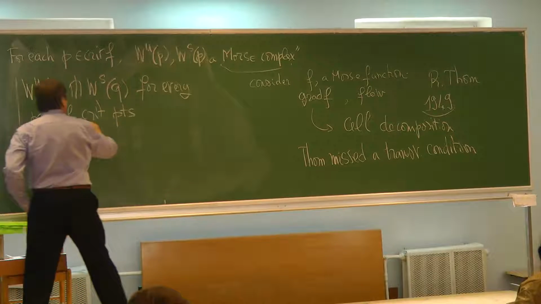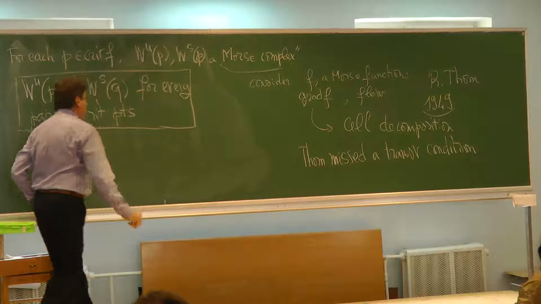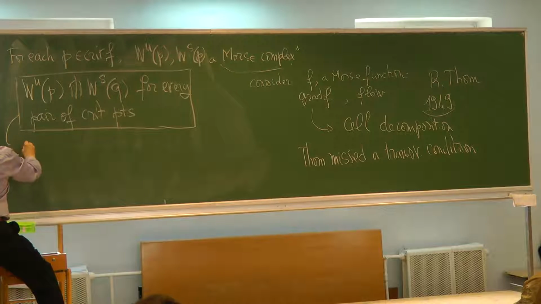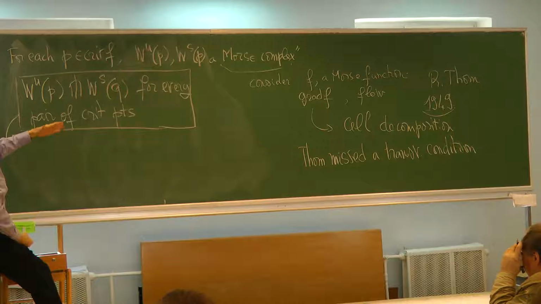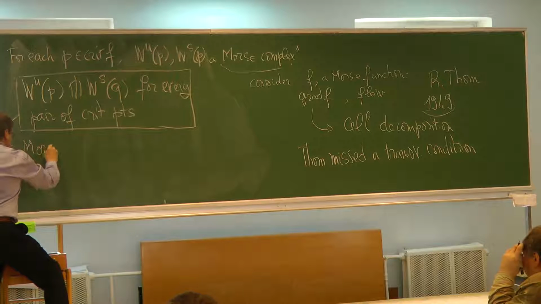This condition has a name today. One says that a pseudo-gradient vector field which satisfies this is said to be Morse-Smale.